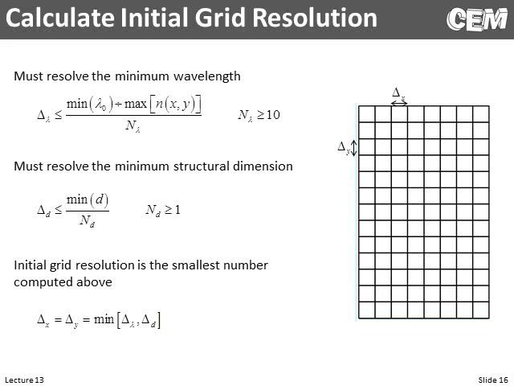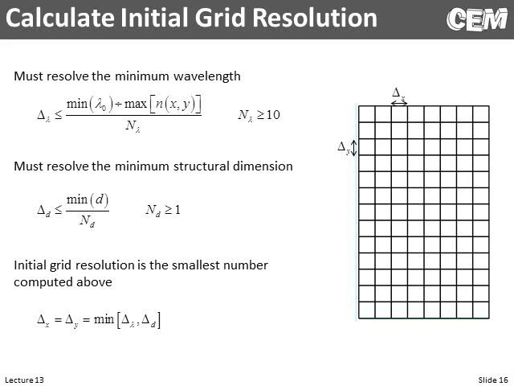So here we go. There's two things we need to consider when calculating how small those cells need to be. First of all, we know we have a maximum frequency or a minimum wavelength. We also know that there's a maximum refractive index somewhere in your grid. Well, that minimum wavelength inside that maximum refractive index actually becomes an even shorter wavelength. We usually want to resolve that with at least 10 grid cells.